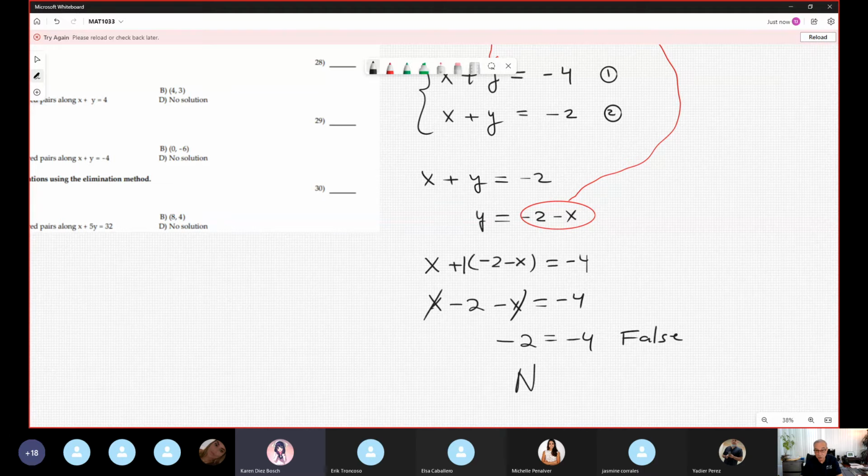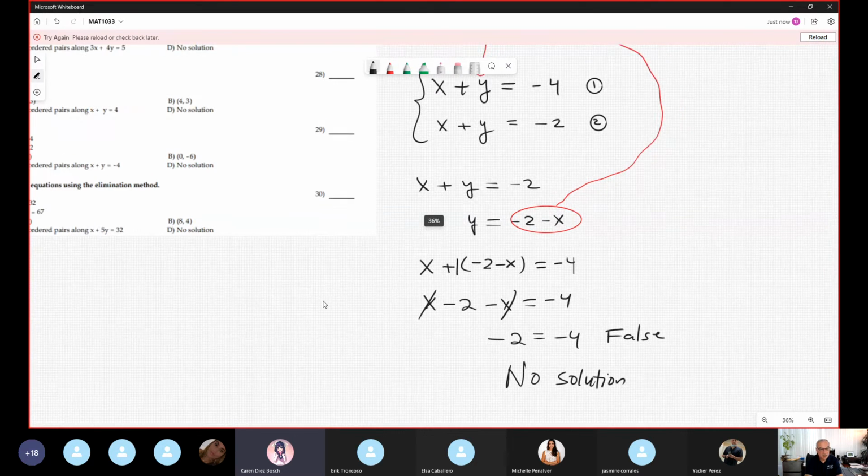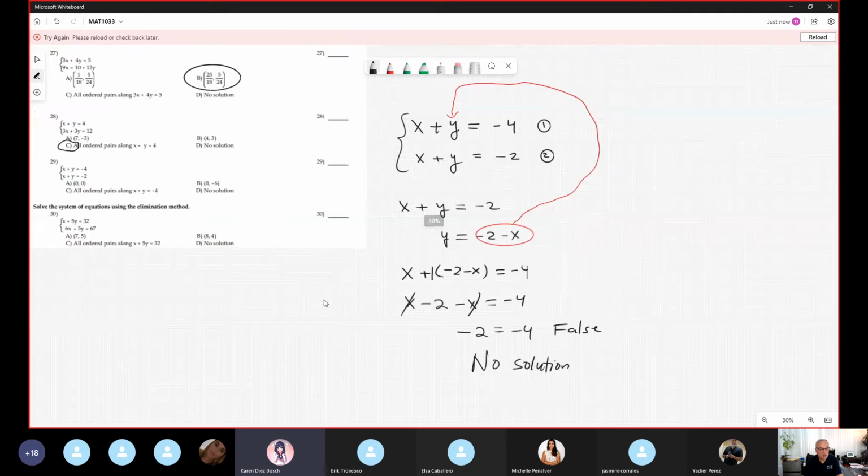Interpretation: no solution, because these lines are parallel. Same slope, but never meet. No common point, no solution. Super clear? Yes. Excellent.